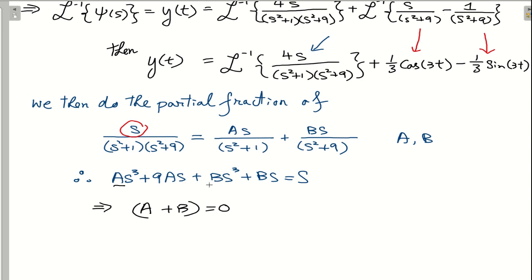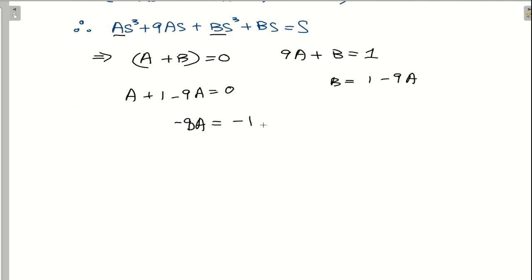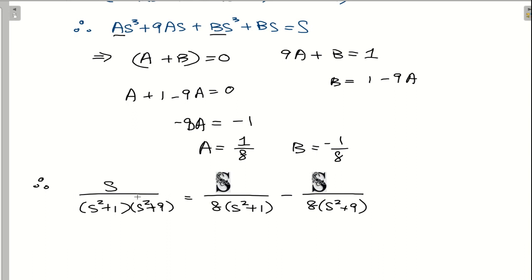And from the similar terms, we can get a plus b is equal to 0 and 9a plus b is equal to 1. So we solve this equation, we got b is equal to 1 minus 9a, and we substitute b equal to 1 minus 9a into this equation here. We got a plus 1 minus 9a is equal to 0. So it's minus 8a is equal to minus 1, so a is equal to 1 over 8, and b should be equal to minus 1 over 8. And after the partial fraction, we have s over s squared plus 1 times s squared plus 9 is equal to 1/8 of s over s squared plus 1 minus 1/8 of s over s squared plus 9.